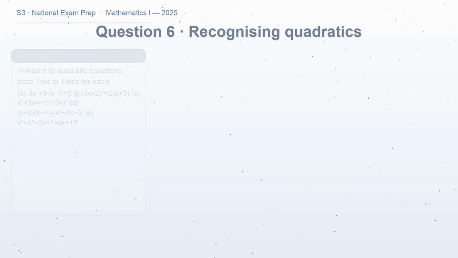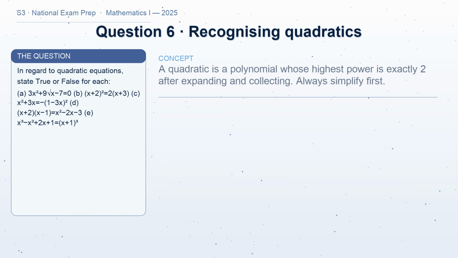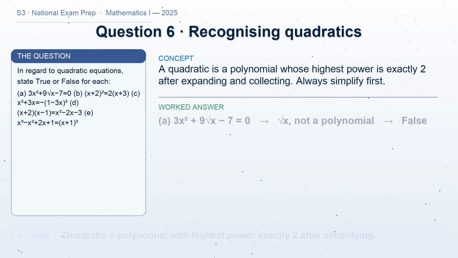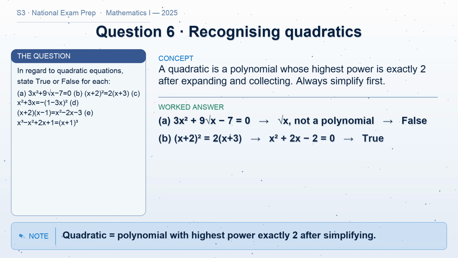Question 6. For each equation, decide whether it is a quadratic, true or false. A quadratic is a polynomial whose highest power is exactly 2, with no roots or cube terms surviving once you simplify. So always expand and collect first, then look at the top power. Part A has a square root of x, so it is not a polynomial. False. Part B expands to x squared plus 2x minus 2.